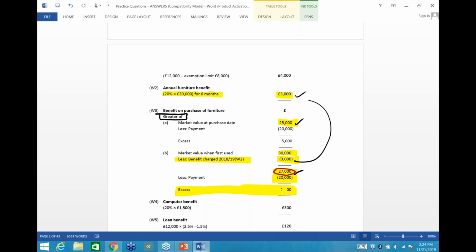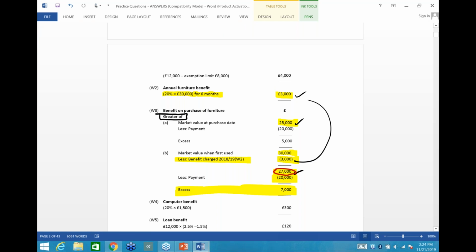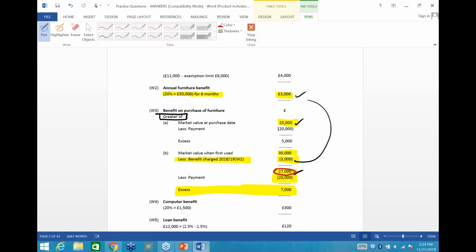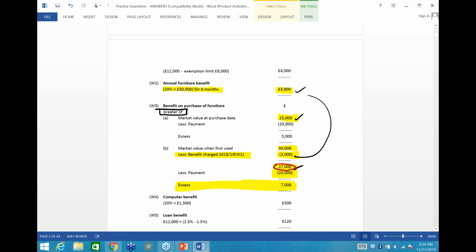This kind of adjustments are quite common at the exam. These examples are quite common at the exam. Therefore, we must be familiar with this kind of adjustments.